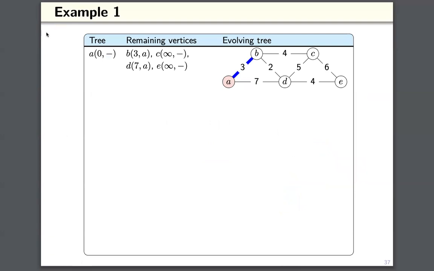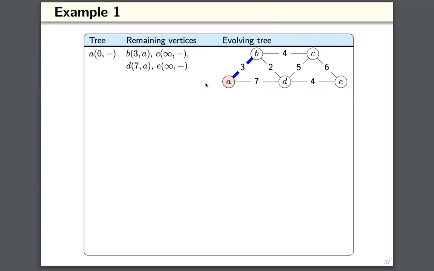Let's see an example. It will look very, very similar to the previous example. I mean, we are considering the same graph, I believe, right? The structure is similar. The analysis is similar. Just the way you update the distances will be different. So we will see that.